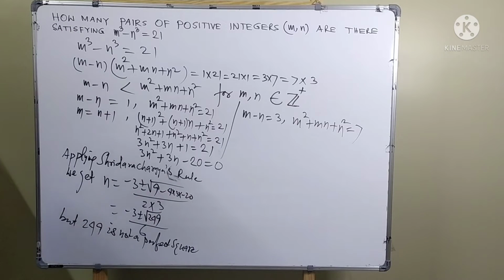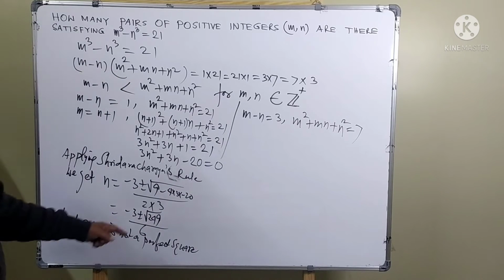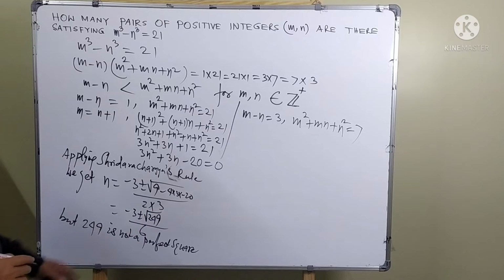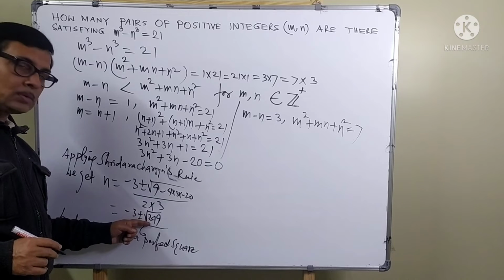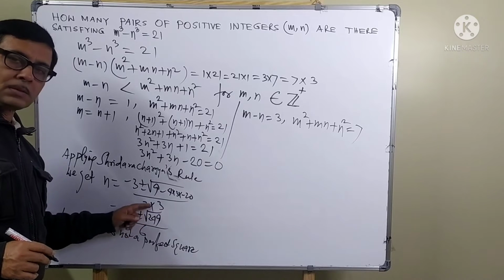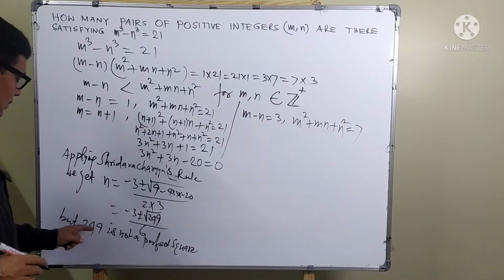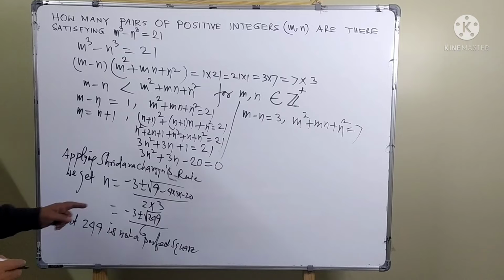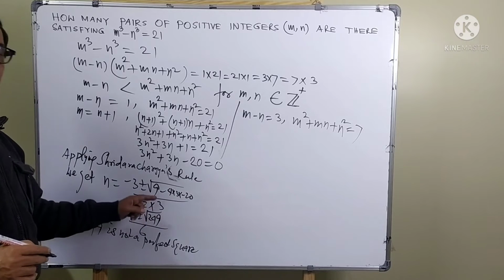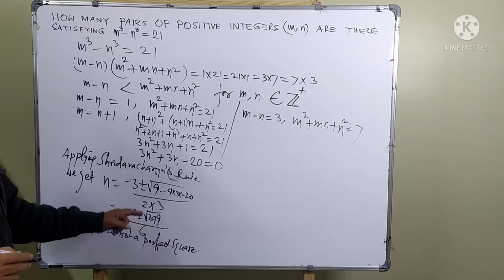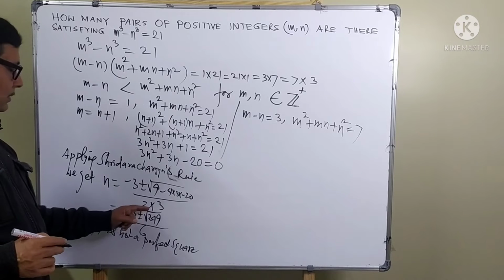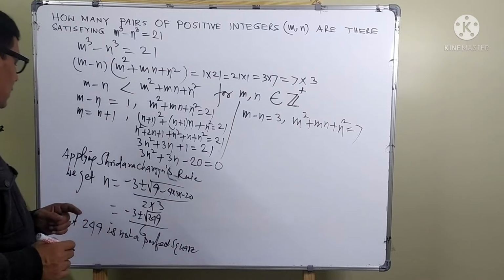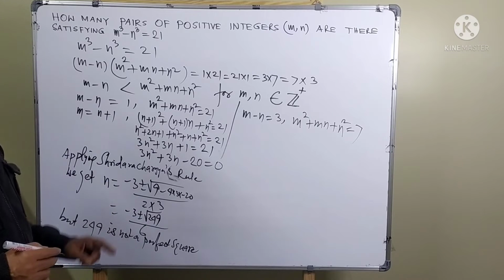Perfect square. So, we are not able to rationalize this radical. We cannot rationalize this quantity because 249 is not a perfect square. If it were a perfect square, we could easily rationalize this term, but we cannot, because 249 is not a perfect square. So, n cannot be an integer.